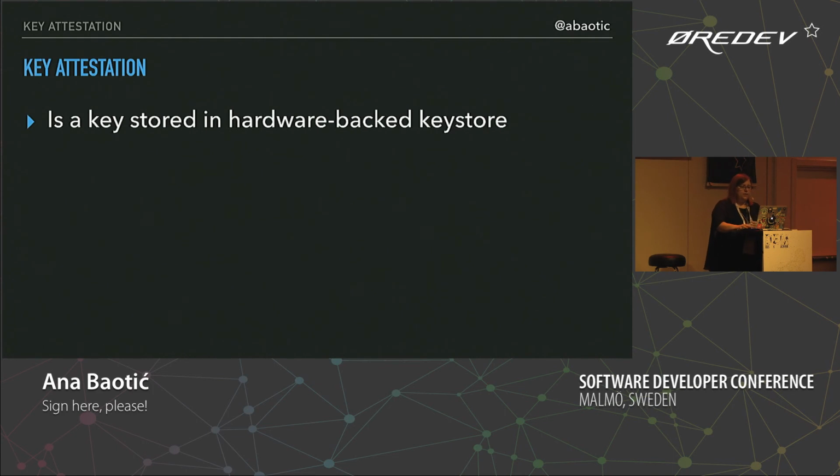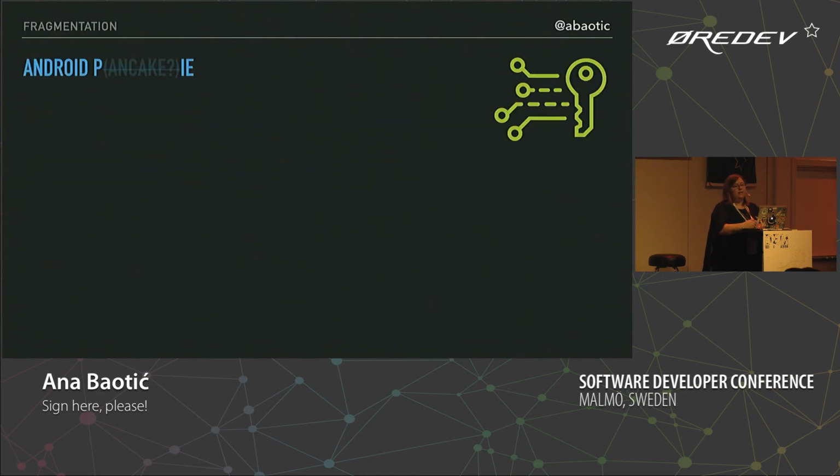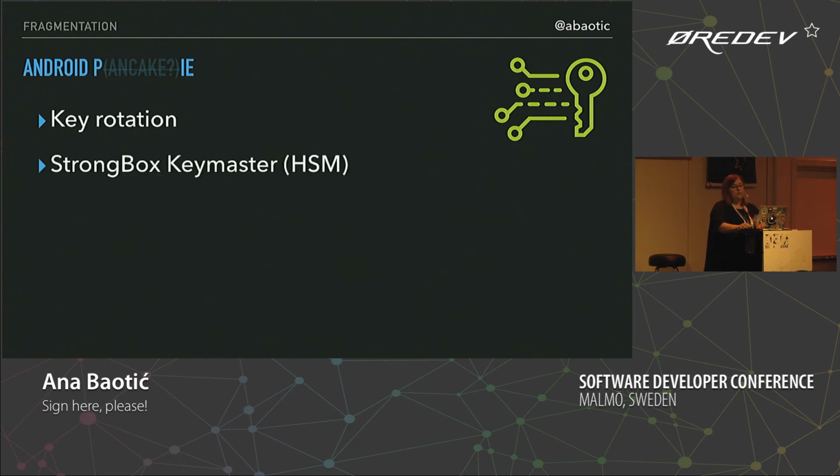So in key attestation, you check whether or not any kind of key is stored in a hardware-backed key store. We already said API 24 and onward. And since Android Pie came, I still cannot get over the fact that they called it Pie instead of Pancake. I was really rooting for Pancake, but hey, you cannot have everything you want. They introduced something called key rotation. They introduced something called Strongbox Keymaster, that's the hardware security module. So basically, they have revamped the whole thing by allowing more things to be done. And many, many other things, of course.